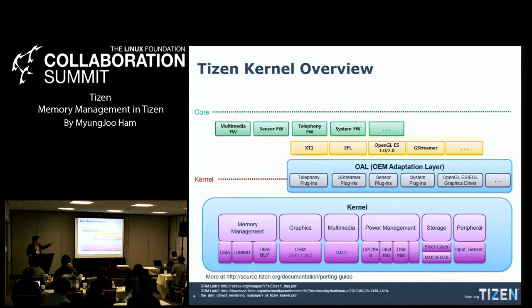And there is another layer between the system core or system frameworks and the kernel. It's the OAL, or OEM adaptation layer. It usually consists of many plugins between the kernel and user spaces. Some of the plugins are simple path or node definitions, and some others are more like device drivers, like the OpenGL graphics backend.